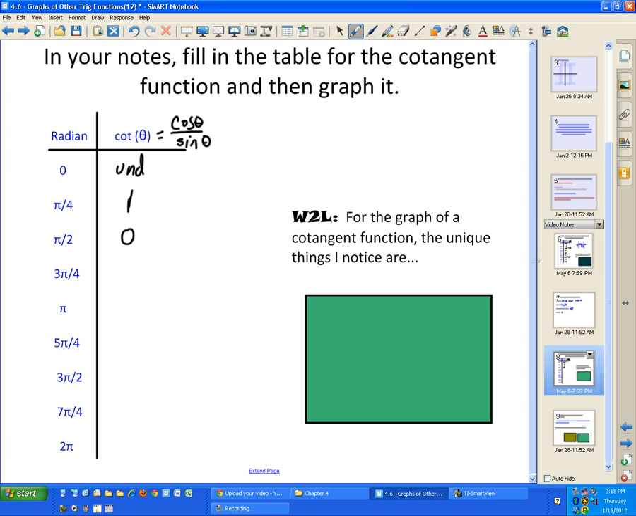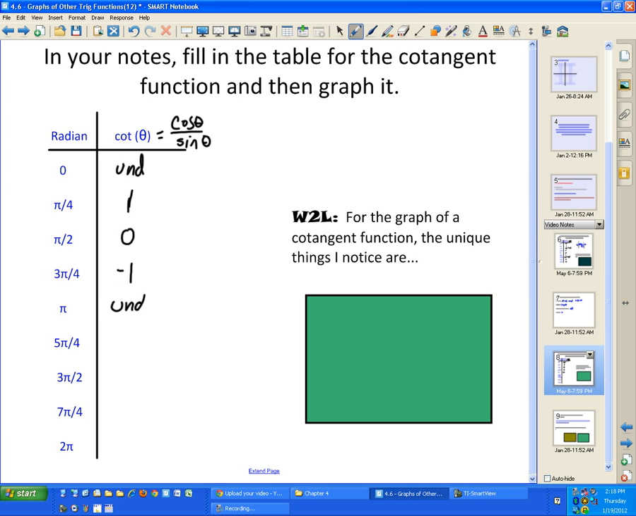And at 3 pi over 4, I'm in the second quadrant, which means cosine is negative and sine is positive, but they're the same value. They're still that root 2 over 2, so I'm at negative 1. When I put pi in, cosine is negative 1 but sine is 0, so it's undefined.